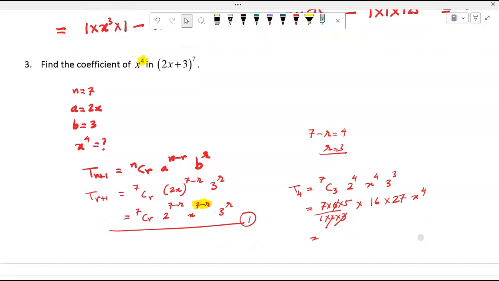Basically, you can use your calculator, or you can do it by hand also. It's 16 by 7, 56. 16 into 5 is 80. 56 into 27, 1512. 15120 x raised to 4. So what is the coefficient of x raised to 4? 15120.